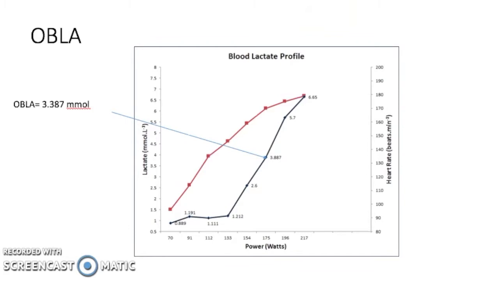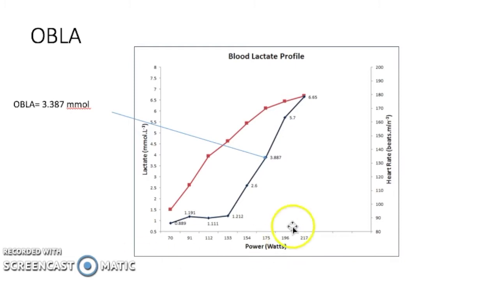OBLA stands for the onset of blood lactate accumulation. It is the point at which the lactic acid starts to accumulate in the muscles. As we work, the intensity increases and lactic acid begins to accumulate. OBLA is when the lactate accumulation starts to cause muscle pain and fatigue. This eventually leads to the performance decreasing due to the conditions in the body being too acidic, causing enzymes to be inhibited. OBLA is always measured at 4 millimoles of lactate.